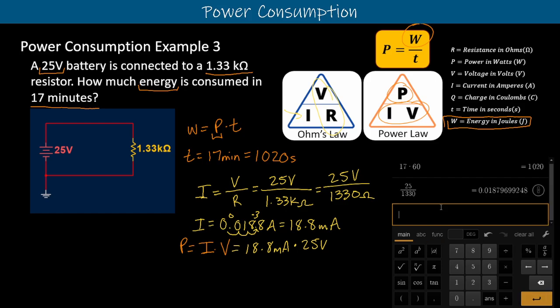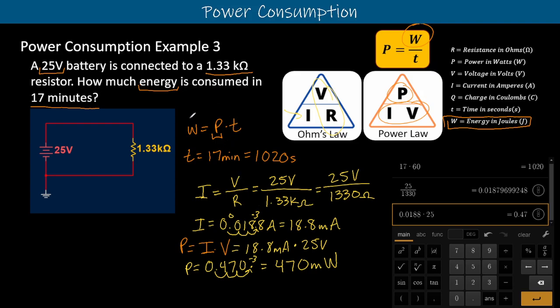So let's send this out. We can calculate that. We've got 0.0188, that's our current, multiplied by 25. That would be our power right here. So our power is equal to 0.47. We can move that over 1, 2, 3 locations to our -3. You have to add in a 0 there, right? So now we're left with a power of 470 milliwatts.